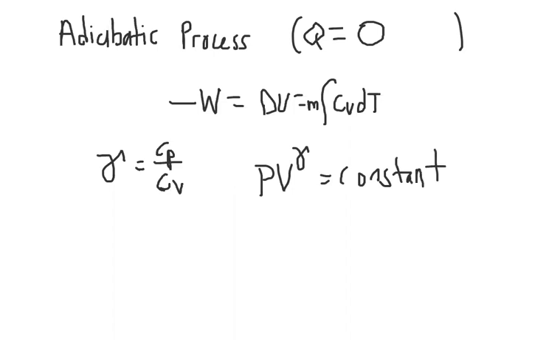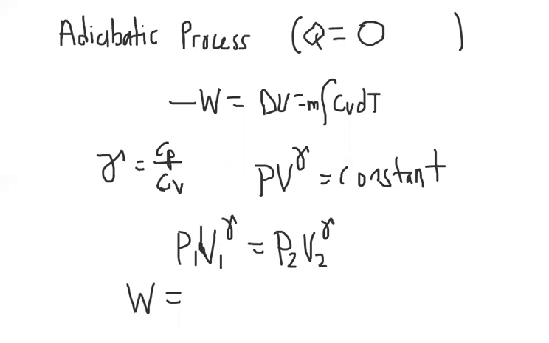So in any case, we can say that P1 V1 to the gamma is going to be equal to P2 V2 to the gamma. With this relationship, we can also get that the work is going to be equal to P2 V2 minus P1 V1 over gamma minus 1.